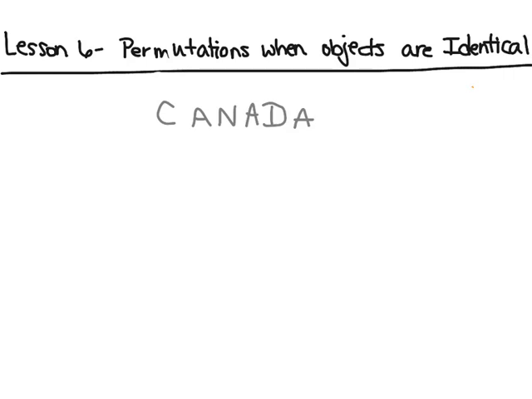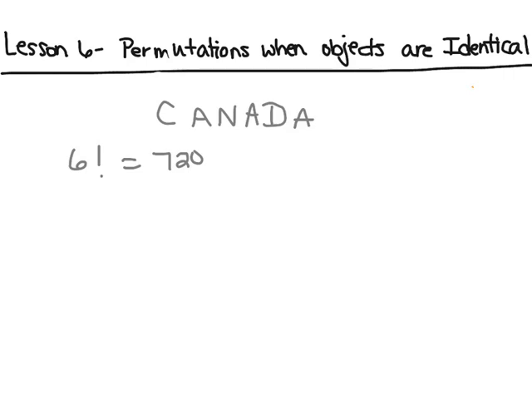So for example 3, we want to rearrange the letters in Canada, and we want the first letter to be N and the last letter to be C. So first, if there was no repeated objects, we have 1, 2, 3, 4, 5, 6 letters. So it would be 6 factorial, which is 720. That's a pretty big number.